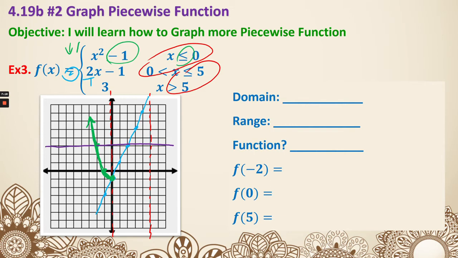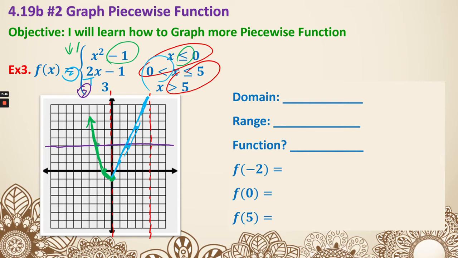2x minus 1, starting from 0, so 2x minus 1 is right here between 0 and 5, so I'm going to keep everything around here, but I'm going to erase that part. And even though 0 is not included in this one, it is included in the other one, so we can still connect them.